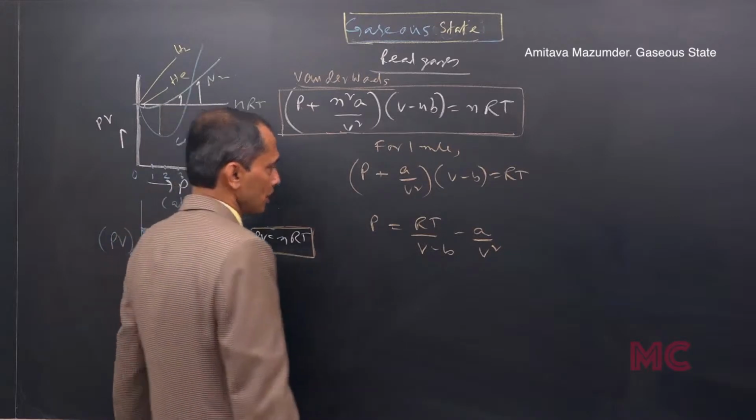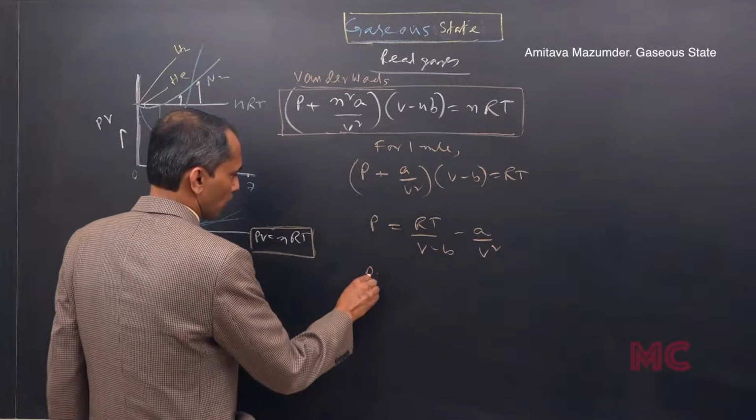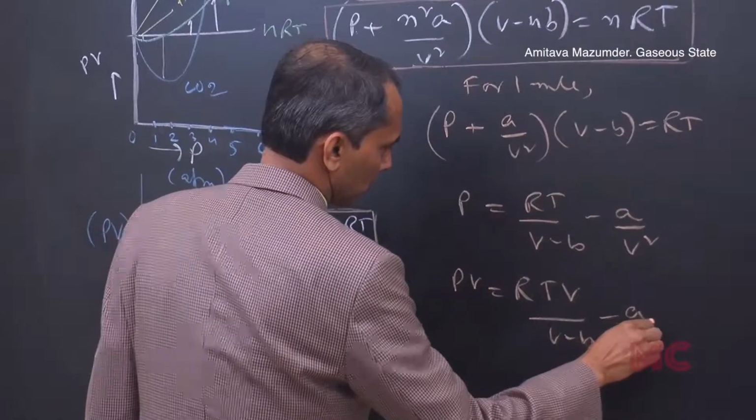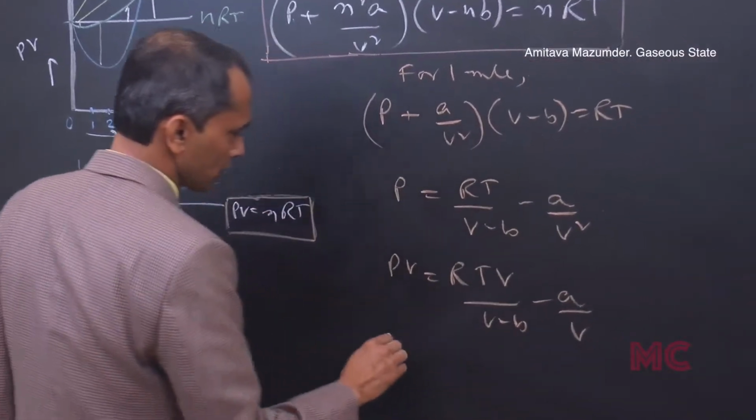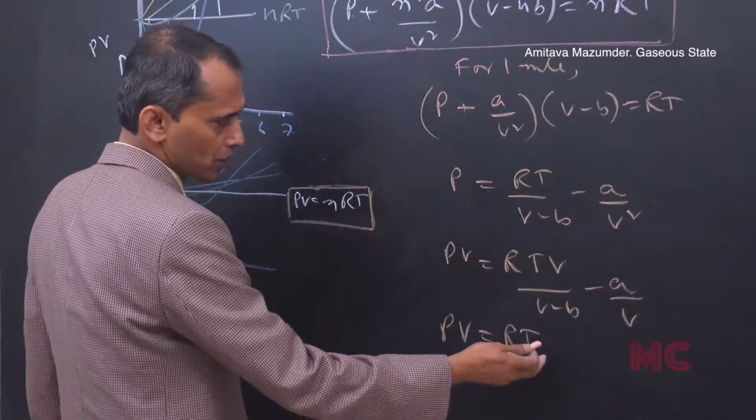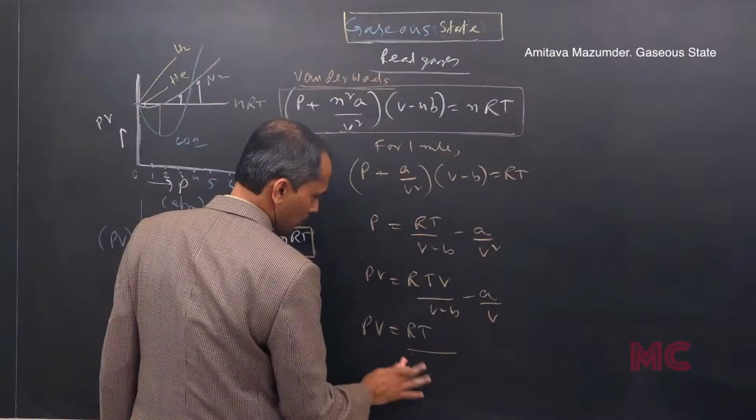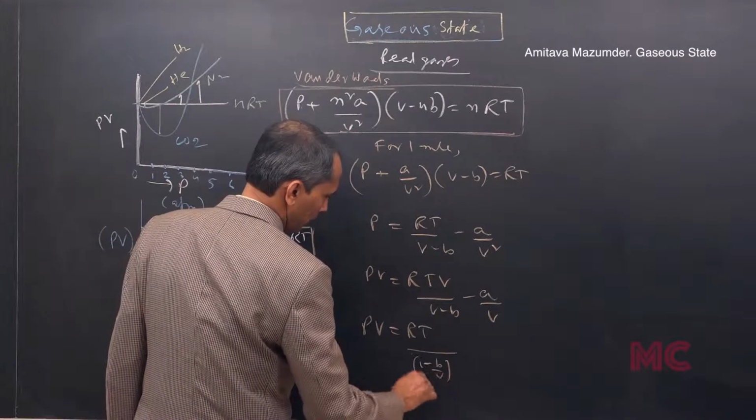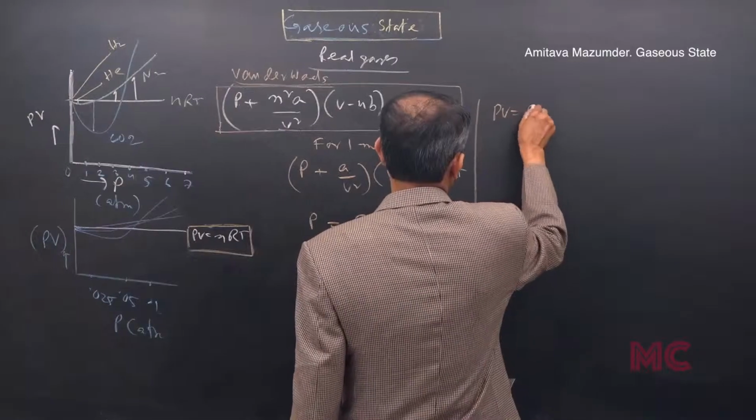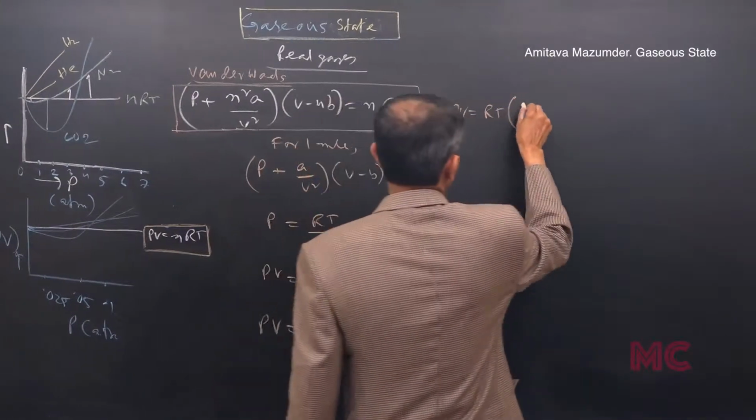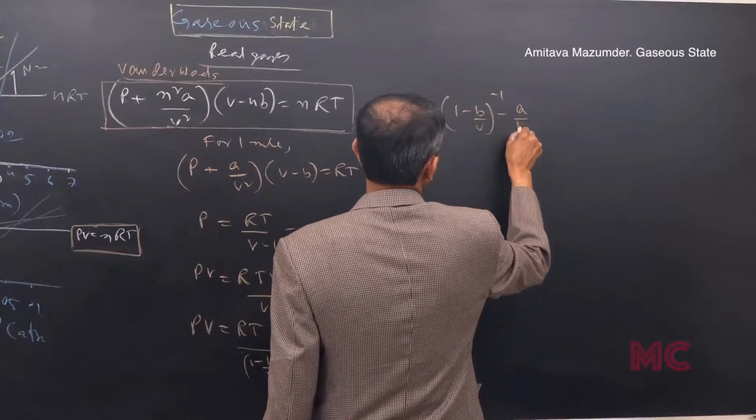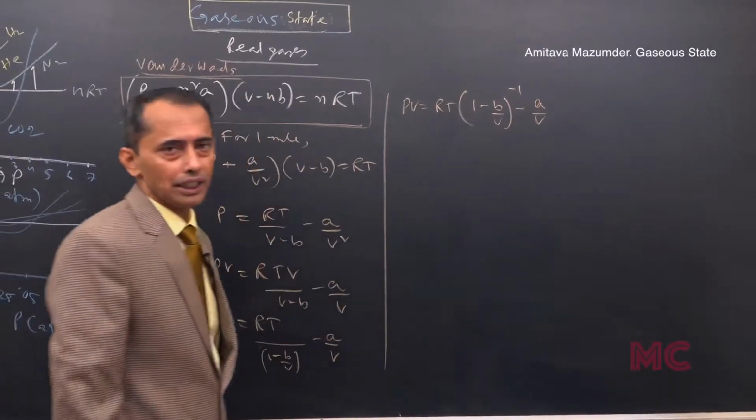Now simultaneously we can say that PV = RTV/(V − b) − a/V. So obviously you can write PV = RT·V/(V − b) − a/V, where V/(V − b) means 1/(1 − b/V). Or we can write PV = RT(1 − b/V)^(−1) − a/V. So this is the expression we are landing up with.